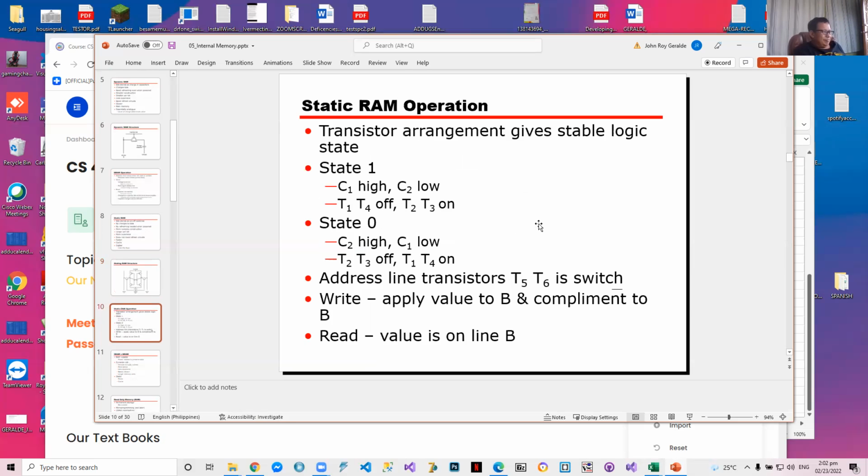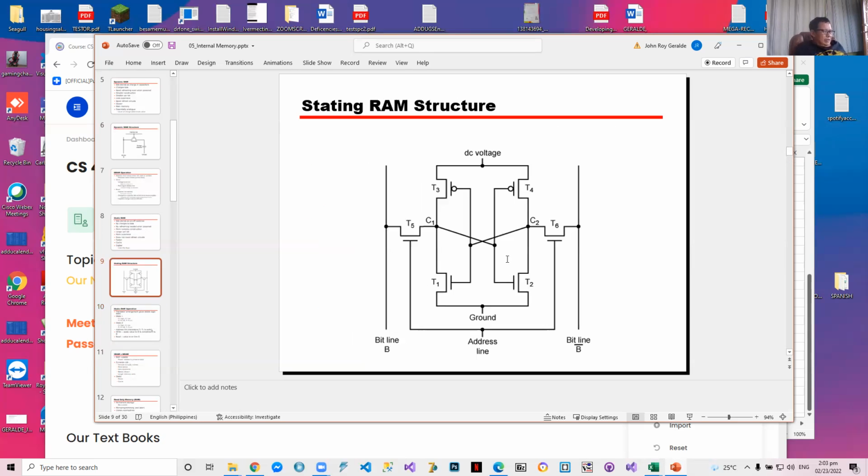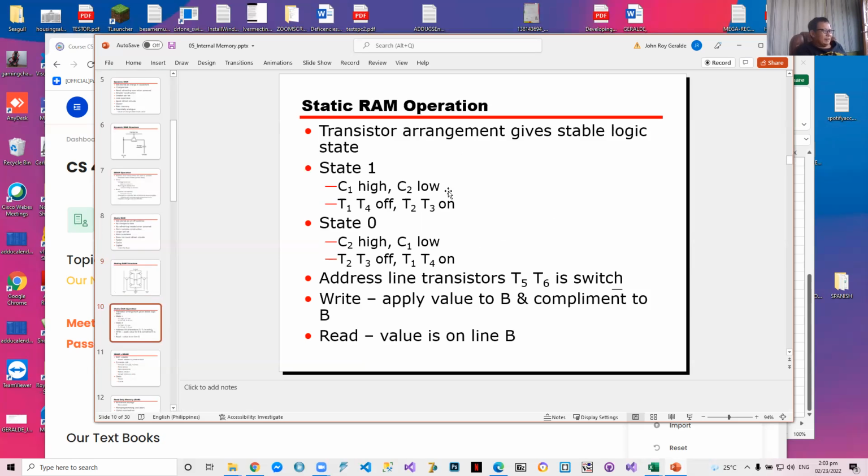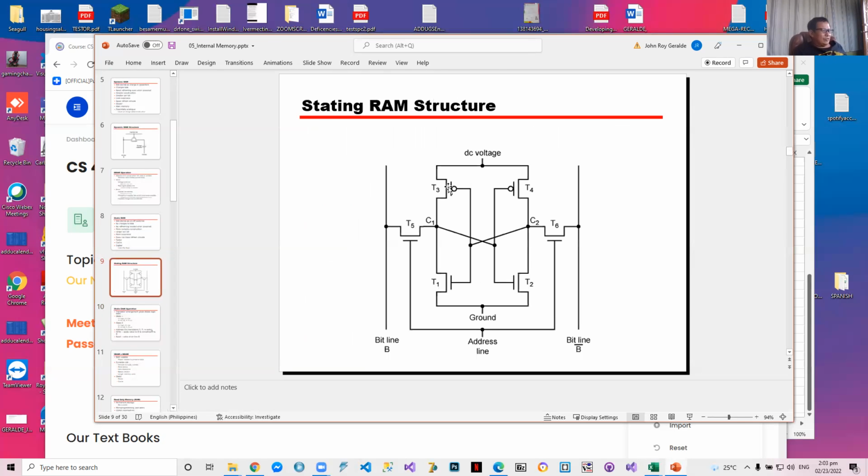Meron ba siyang diagram? Wala na, no? C2 is high and C1 is low. So this is low. This being low, we'll set this off, and we'll set this on. This being high, we'll set this on and we'll set this off. Is that correct? T2 and T3 are off. This time, baligtad na, and T1 and T4 are on.